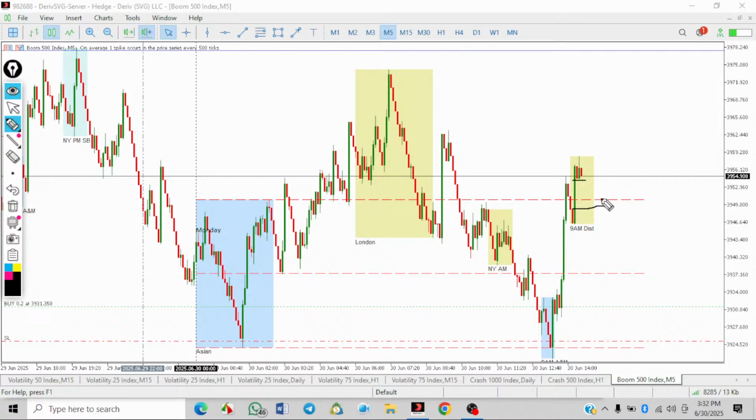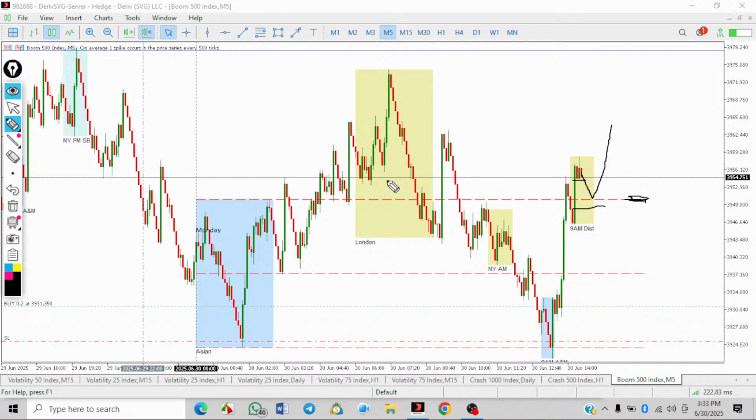Now around this fair value gap, don't forget we have our Asian high. This is our Asian high. So expect a pullback here, right? And then you can have a continuation like this. So put into consideration our time too. This is 3:33 a.m.